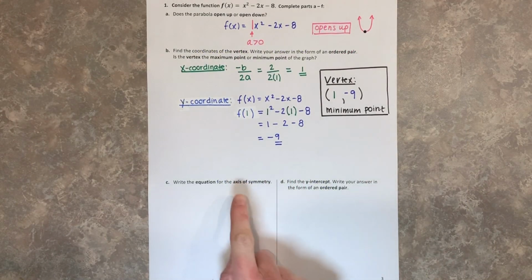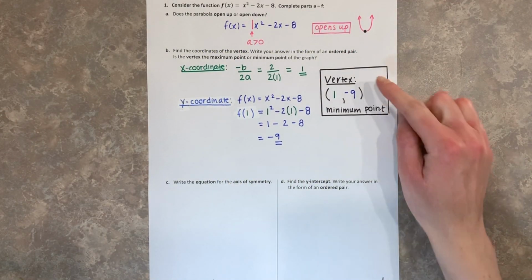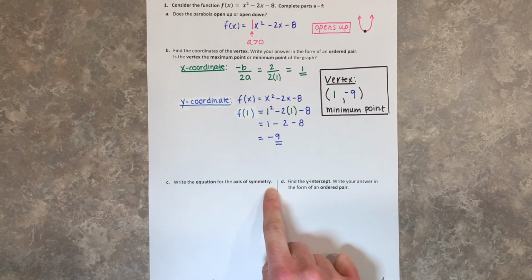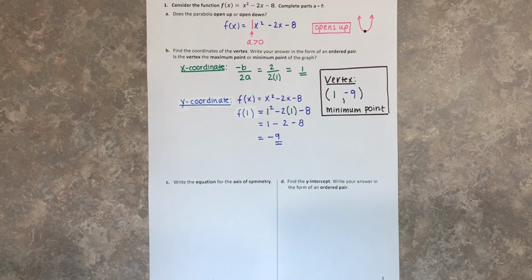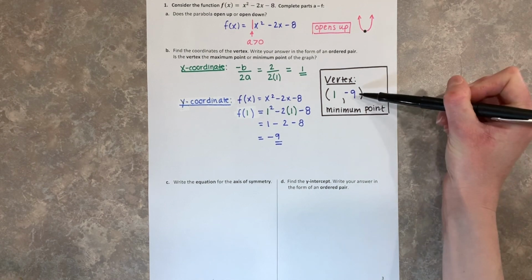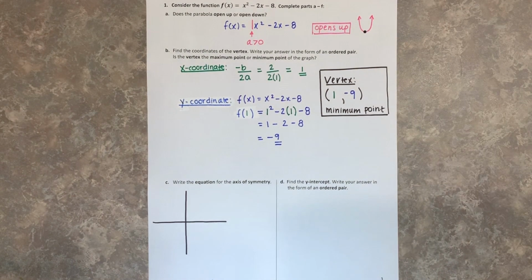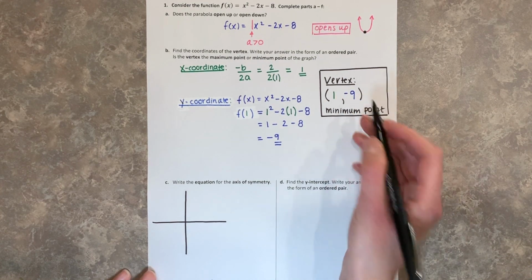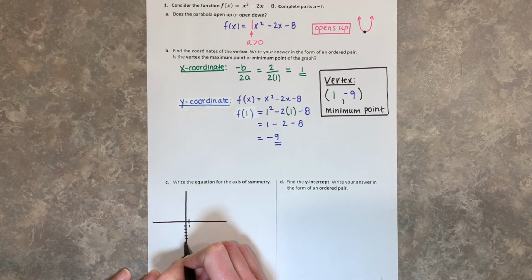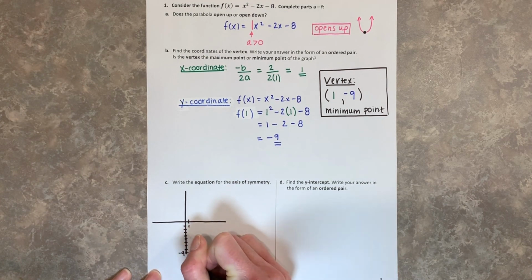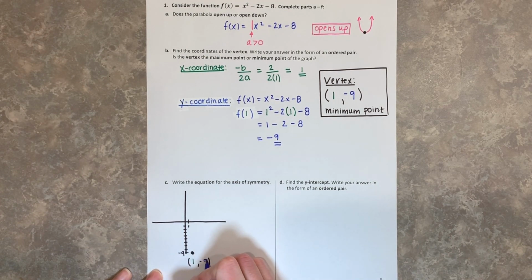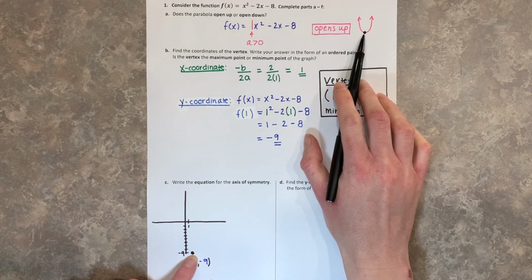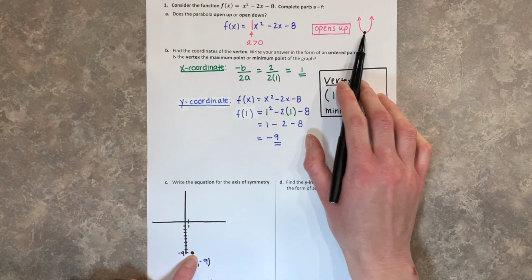Next step, we're going to write the equation for the axis of symmetry. Once you've found the vertex, you'll be able to find the axis of symmetry very quickly. But before I show you the real quick shortcut, I'm going to show you an explanation first. So let's go ahead and draw a real rough sketch of our parabola so far. All that we know so far is the vertex and that our parabola opens up. So our vertex is at the point 1, negative 9. So here's our vertex or our minimum point, and we know that our parabola opens up.